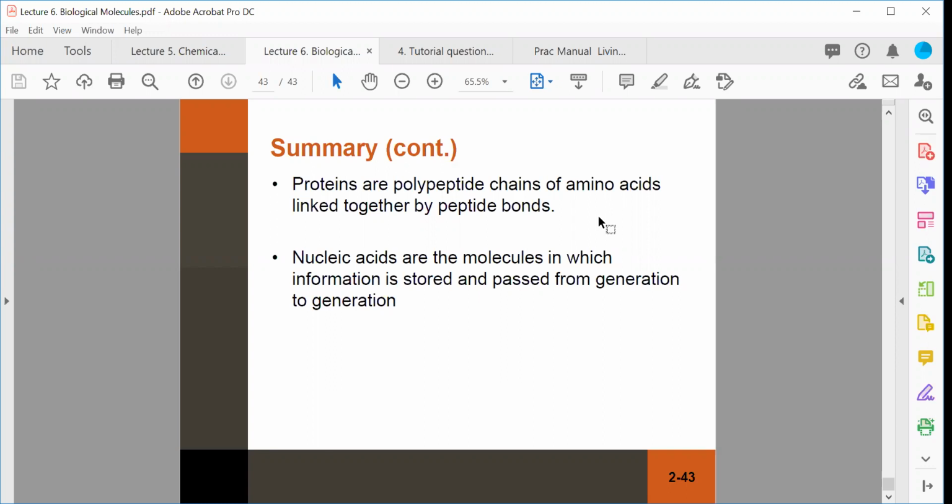We also looked at nucleic acids, specifically DNA, which is the molecule in which information is stored and passed from generation to generation. But we also touched on the other major type of nucleic acid, which is RNA. And we won't talk about what RNA does now, but we certainly will in a later lecture.